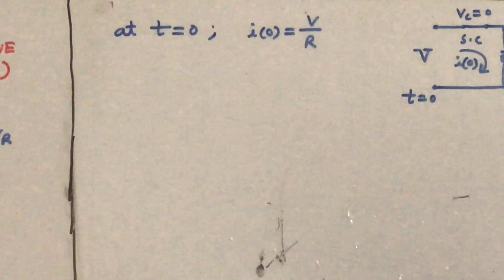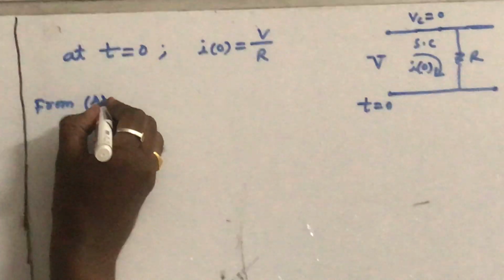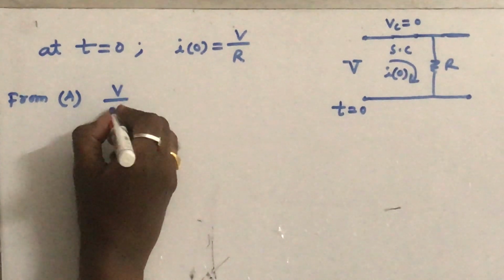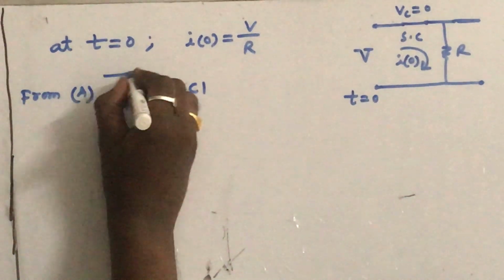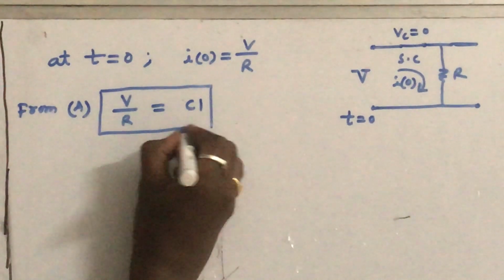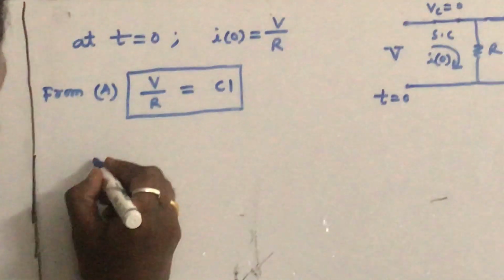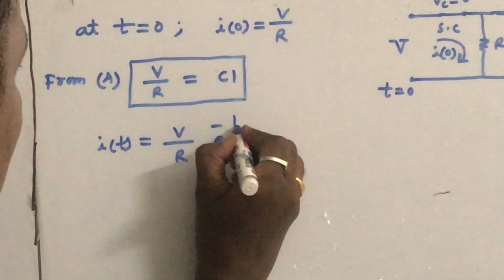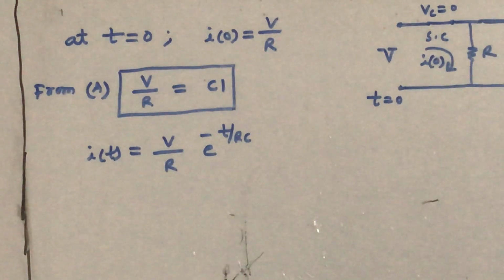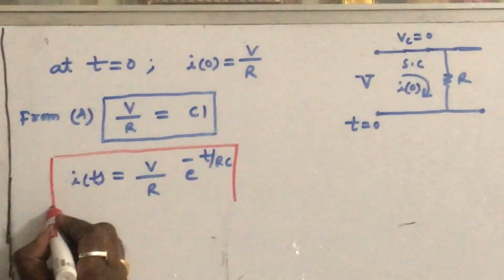Let us call this equation A. From equation A, at t is equal to 0, the current in the circuit V by R is equal to C1 into e power 0, and e power 0 is 1. Therefore C1 is equal to V by R. Substituting C1 in the expression, the current is V by R into e power minus t by RC. This is the current, which decreases exponentially in the circuit.